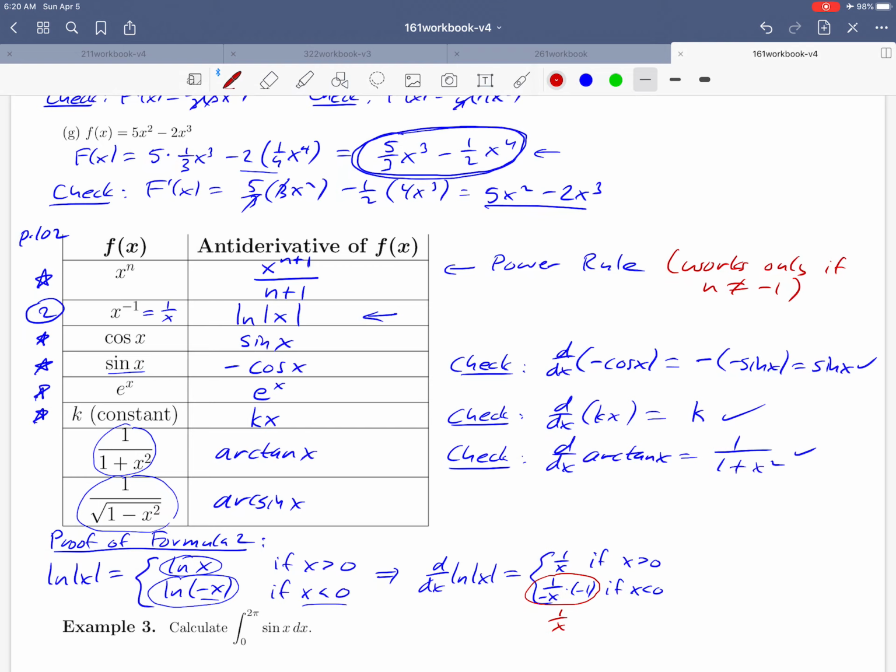So what we've confirmed is that the derivative of ln of absolute value of x gives us 1 over x in both cases, and that confirms this formula that we have up here. So this equals 1 over x for every x that's not equal to 0. And there's our little proof that formula 2 is correct as we've written it.